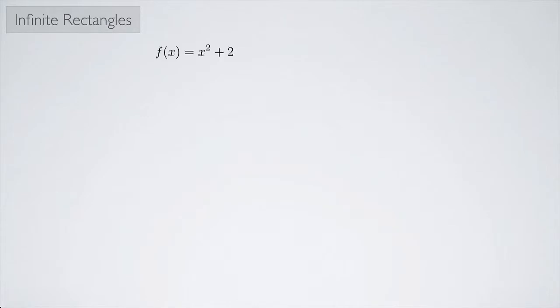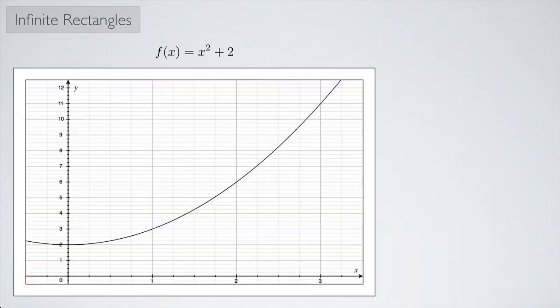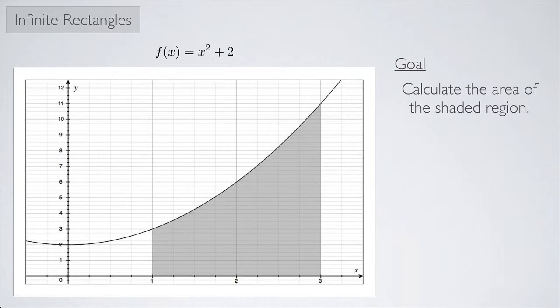Let's look at the function f of x equals x squared plus 2. So that's a parabola that's been shifted up 2 units, and the graph looks something like this. And look at this shaded area right here. Well, the goal is to calculate the area of the shaded region.